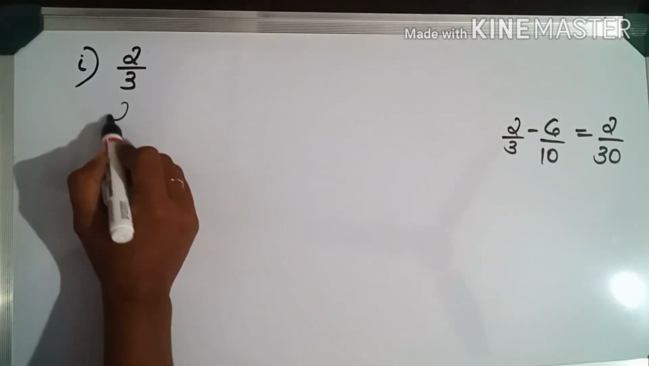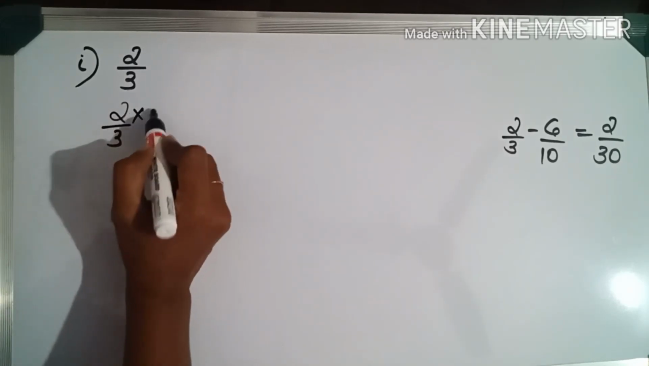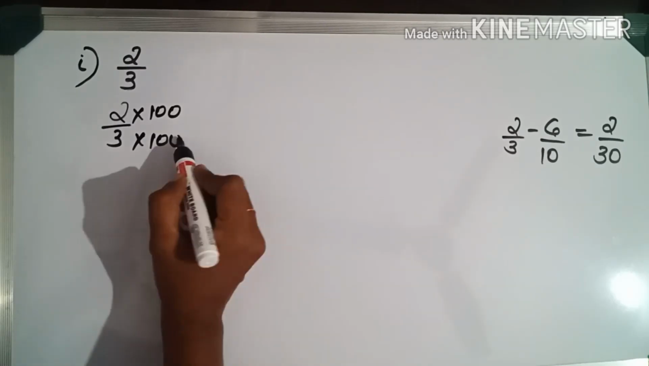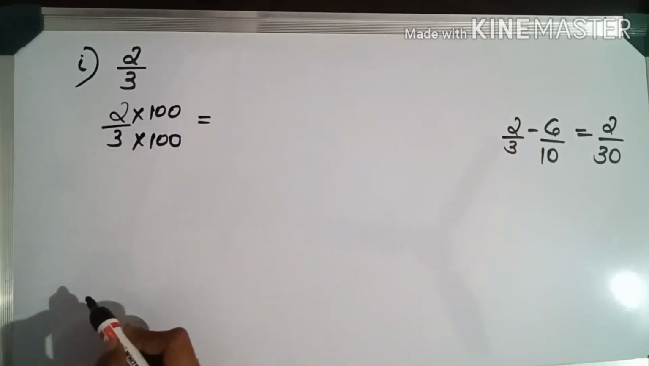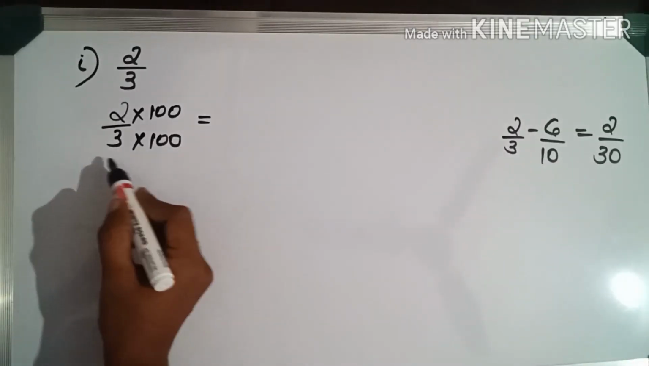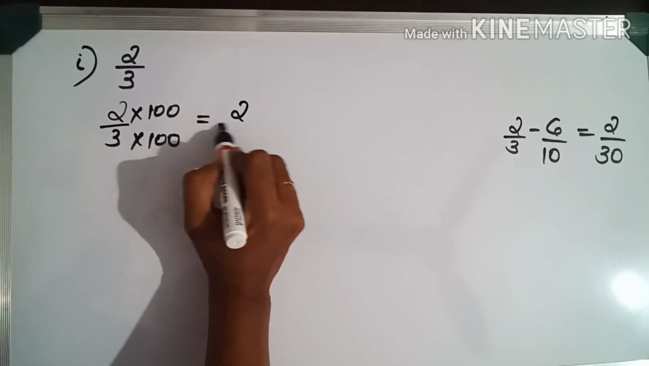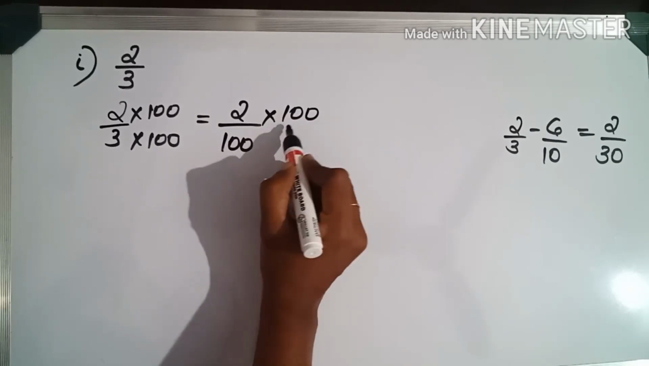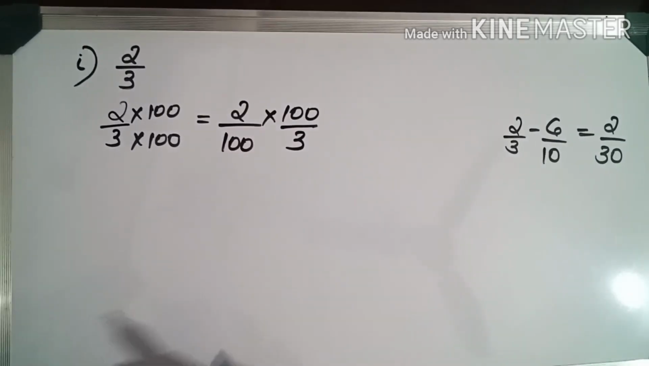Next is 2 by 3 into 100, into 100 for the numerator and for the denominator. What is the next step? Denominator interchange. So 2 by 100 into 100 by 3.